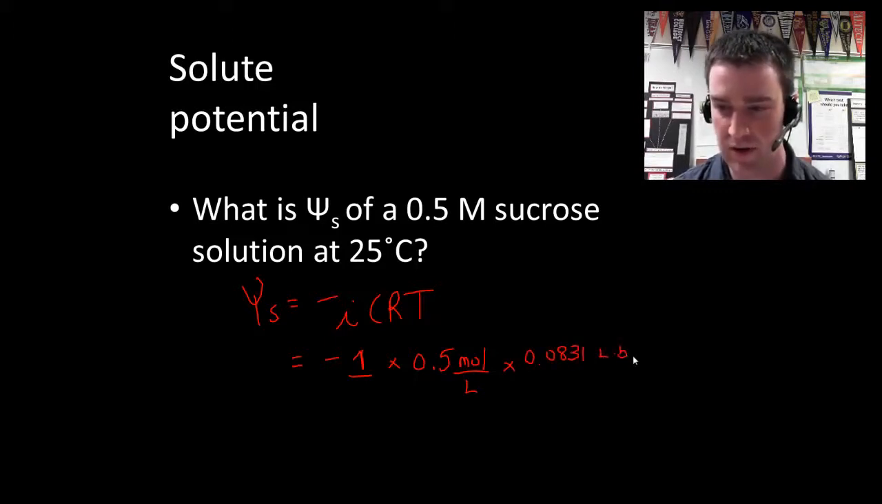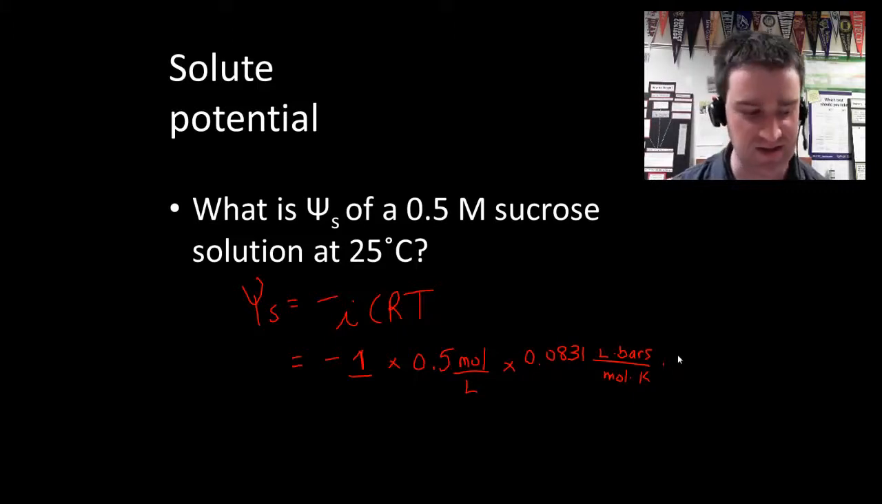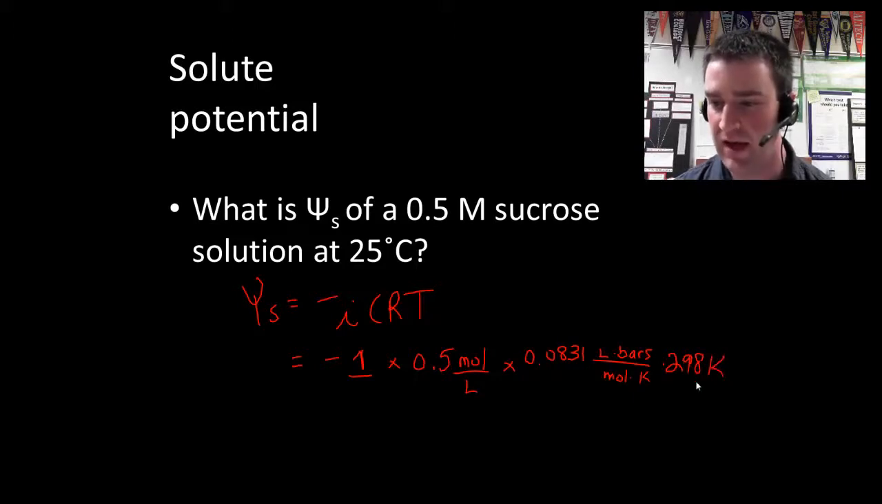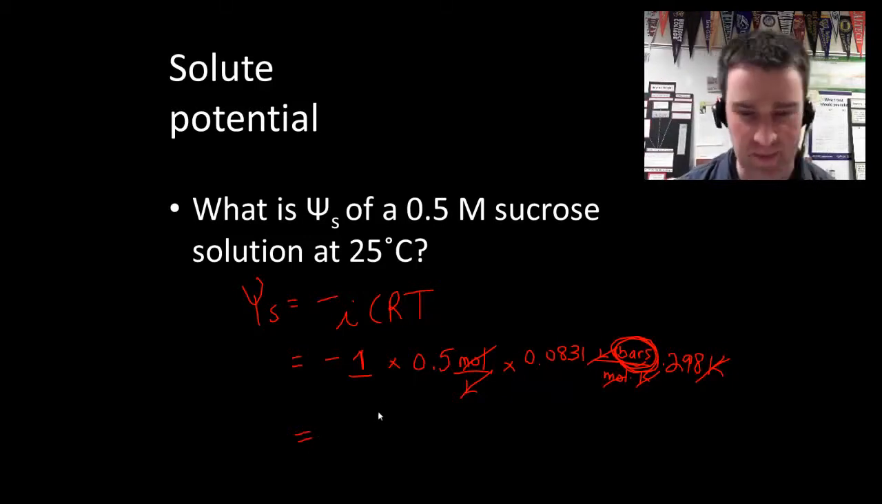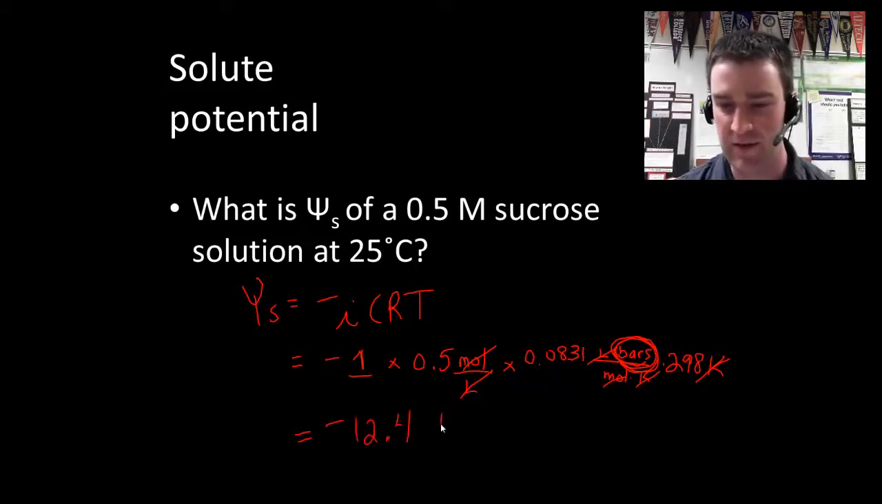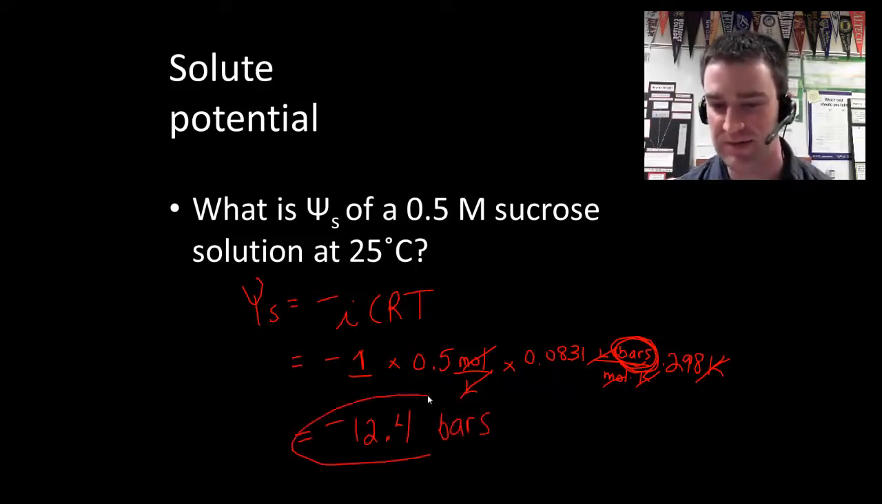0.0831, and that's in liter bars per mole Kelvin. And then we're going to multiply that by 25 Celsius, and 25 Celsius, you have to add 273 to that, is simply going to be 298 Kelvin. Kelvins cancel on top and on bottom. Moles cancel, numerator, denominator. Liters cancel, denominator, numerator. And what are we left with? We're left with our units of pressure, which is what water potential is in. So if I were to calculate all that out on my calculator, which you would certainly have for any kind of calculation like this, we would find that it would actually have about negative 12 bars of pressure.